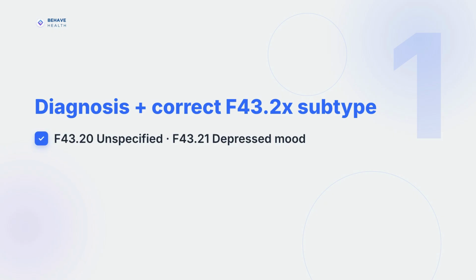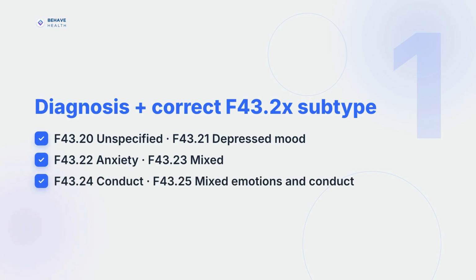F43.21, depressed mood, tearfulness, hopelessness, is the most frequently coded subtype in outpatient settings. F43.22, for anxiety as the predominant feature. F43.23, when both anxious and depressive symptoms are clinically significant. F43.24, for behavioral disturbances. F43.25 for both emotional and conduct symptoms, often at higher levels of care.